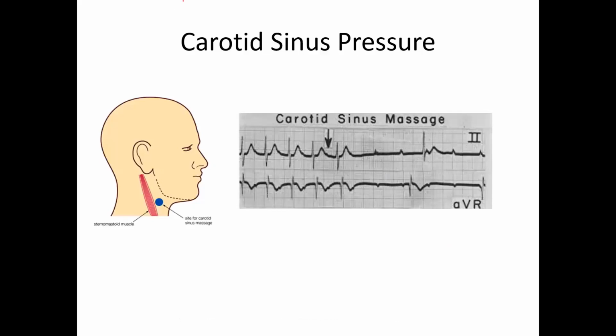So now what we're going to do here, and we do this in lab, is carotid sinus massage or pressure. And this is a tachycardia. If you look on this side, this is a very fast heart rate. So what we do is we rub the baroreceptor with our fingers on the patient, and that'll slow the heart rate down.